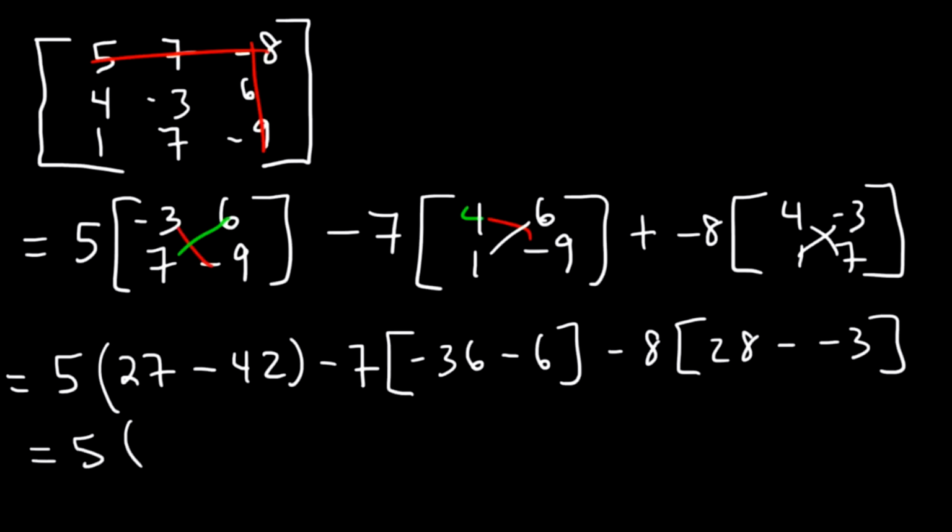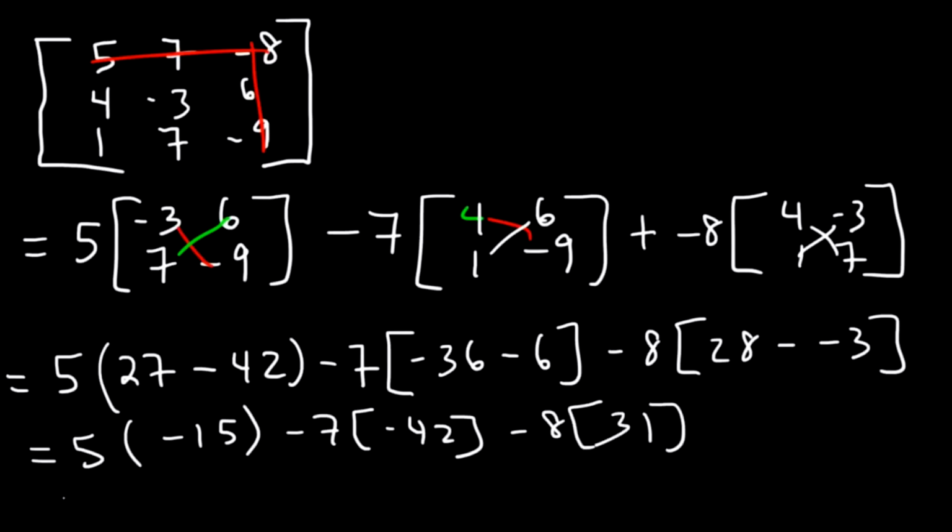27 minus 42, that's negative 15. Negative 36 minus 6 is negative 42. And 28 minus negative 3, that's 28 plus 3, that's 31. 5 times negative 15 is negative 75. Negative 7 times negative 42, that's positive 294.